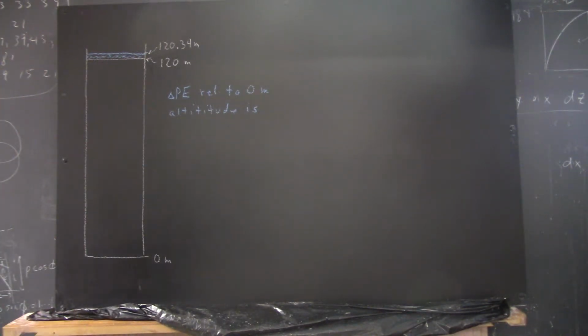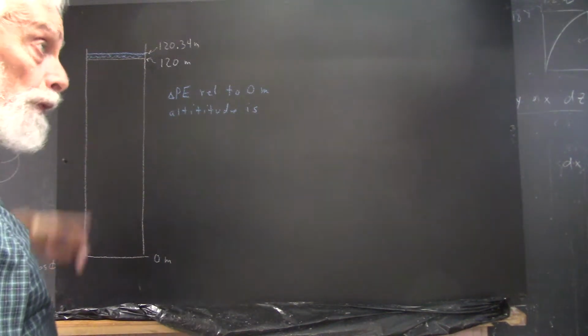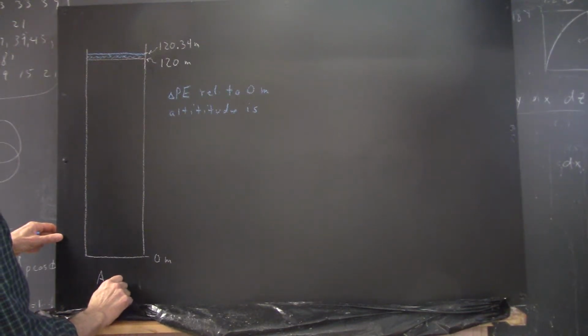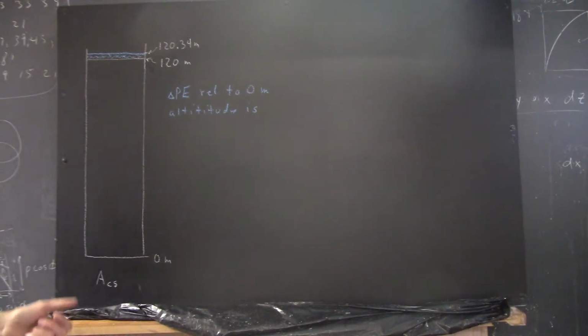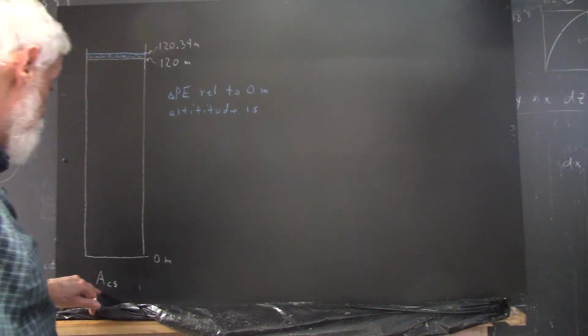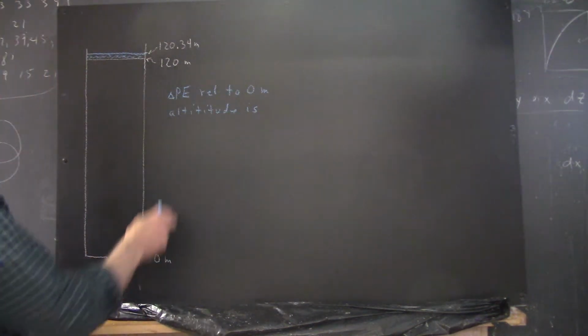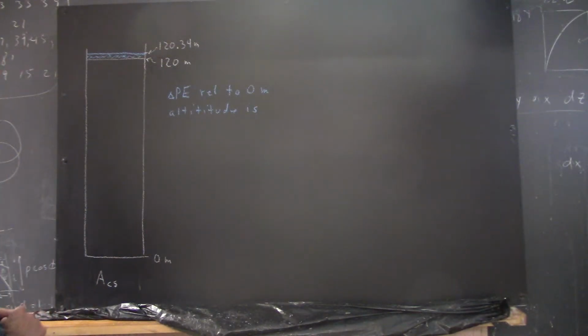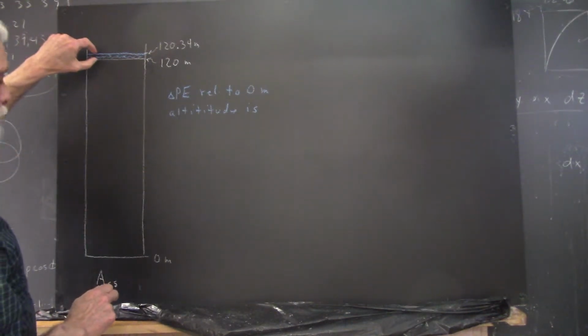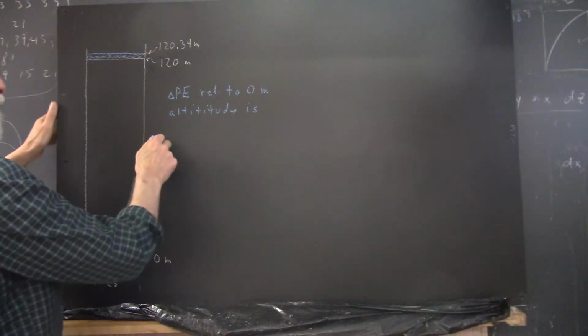Well, we've got to have a cross-sectional area here. So I'm going to assume we have a uniform cross-sectional area, and I'm just going to say the cross-sectional area is ACS. It's actually going to turn out not to make any difference, but let's give the cross-sectional area a symbol so we can actually write down the potential energy change. So, the potential energy of this water relative to this is what?